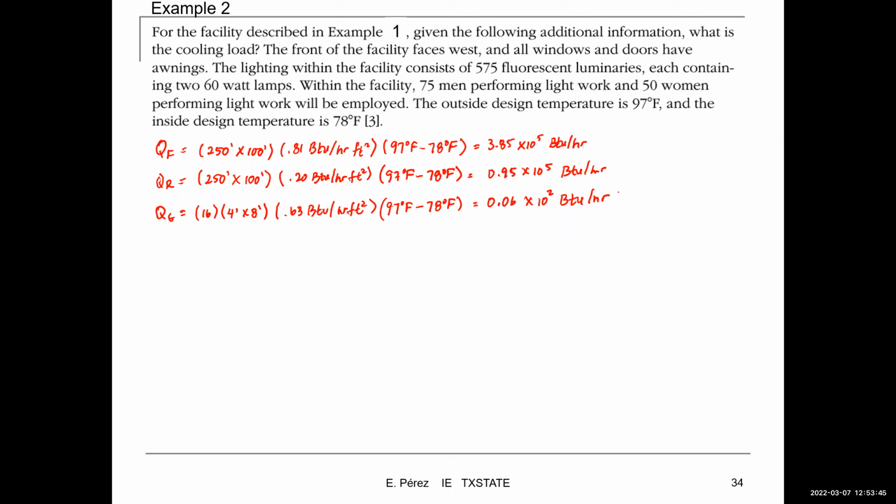Okay, so for the doors, these again are very similar computations to the ones we got for the heating load, because these parameters, I mean, the size, is not changing. So this is 4 by 6, 1.13 BTUs per hour feet square. Temperature difference is the same. So it's 0.02 times 10 to the 5 BTUs an hour.